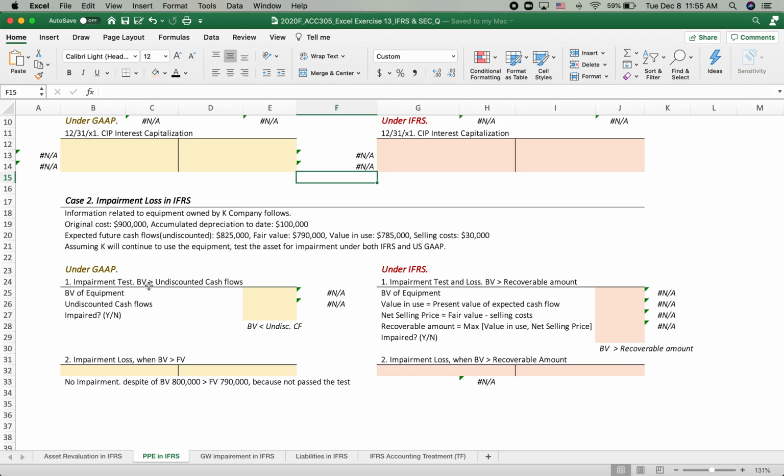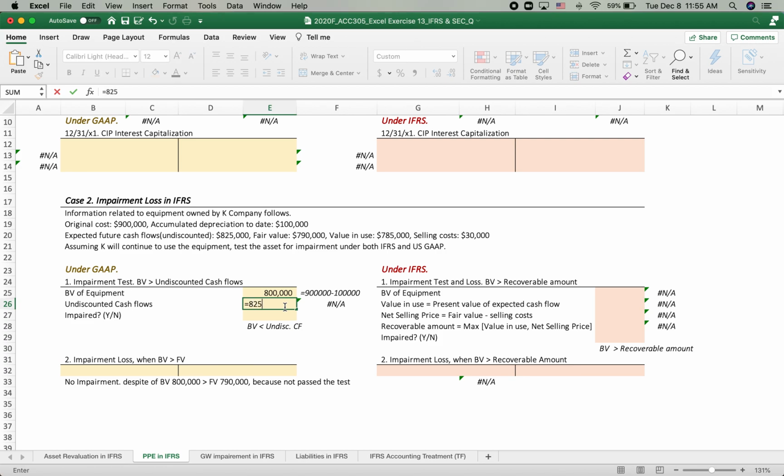Impairment test: is the book value greater than undiscounted cash flow? Again, the impairment test and the impairment loss criteria are different under GAAP. The first step is the impairment test, whether the book value is greater than undiscounted cash flow. How do we calculate the book value of the equipment? The original cost is $900,000 minus accumulated depreciation, so the book value is $800,000. Undiscounted cash flow is $825,000, which is a given number.